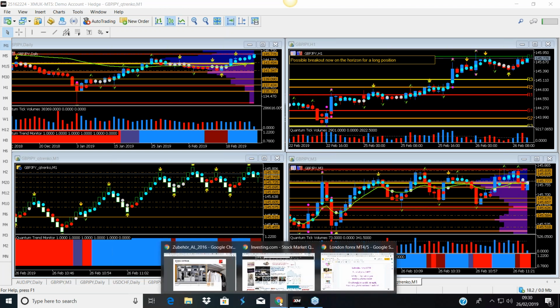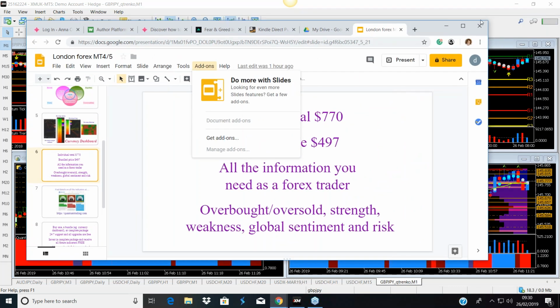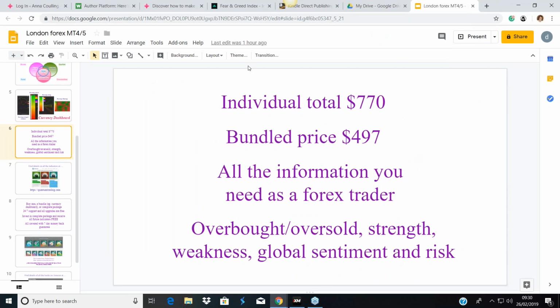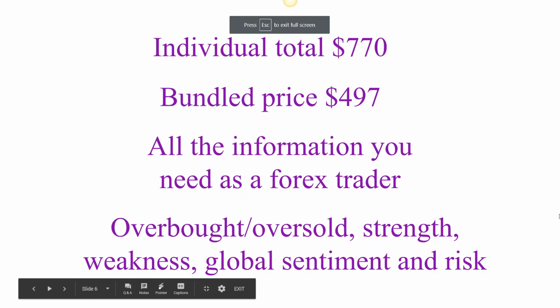I just want to quickly finish off with, as we said, we'll be looking at the currency dashboard for those of you who may be coming across it for the first time.